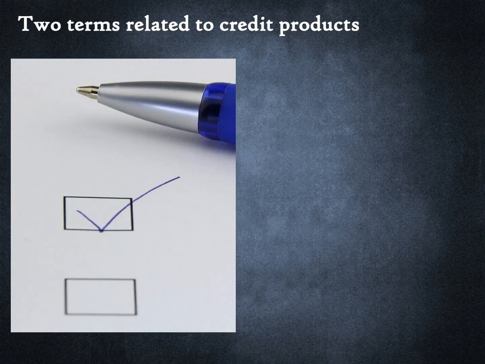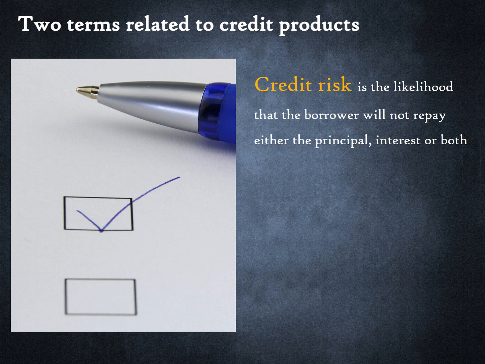At this point, it is useful to define two terms that are commonly used in conjunction with credit products. First is credit risk, which is the likelihood that the borrower will not repay either the principal, interest, or both. As we go through subsequent lessons in this course, we will learn that a bank can be exposed to credit risk even when there is no loan being made. We will define credit risk more expansively in a later lesson.